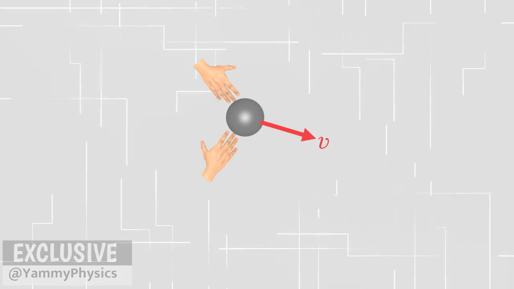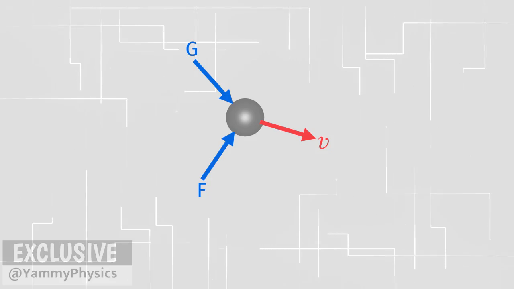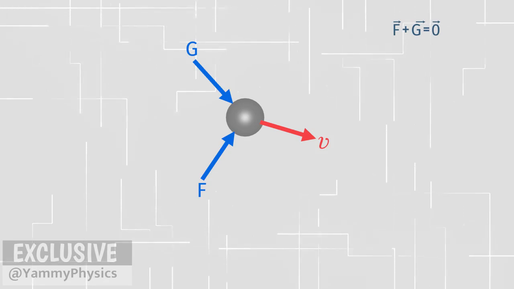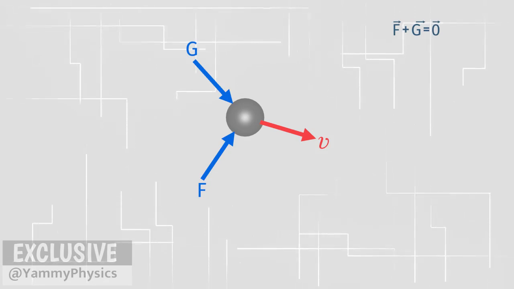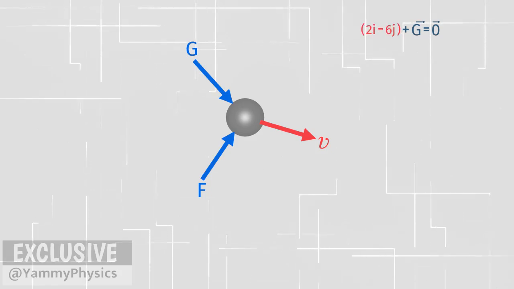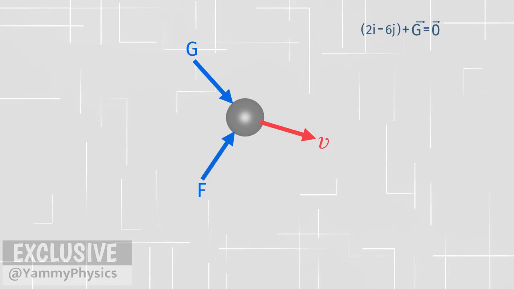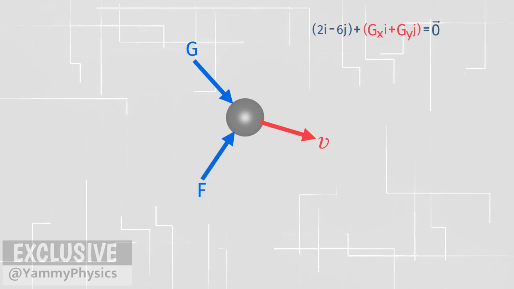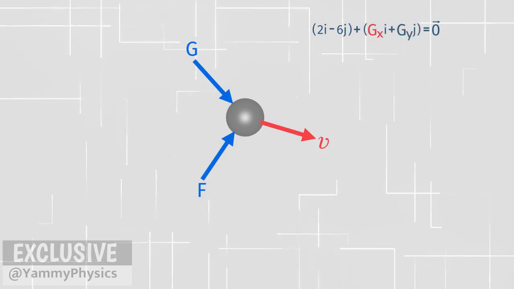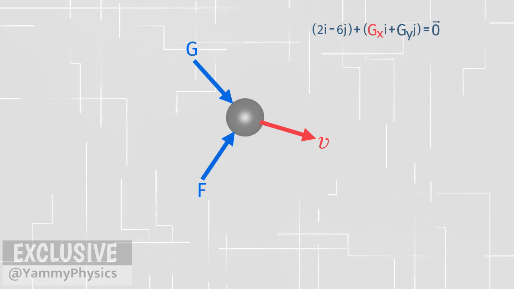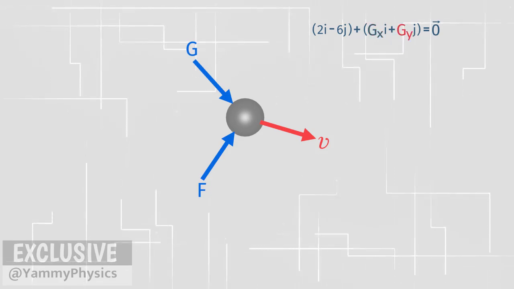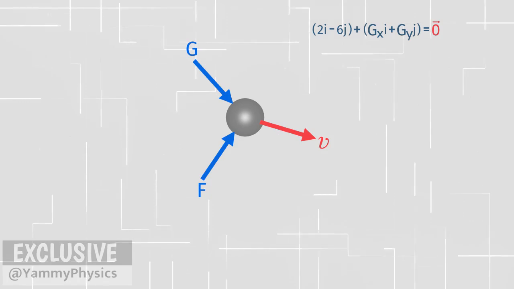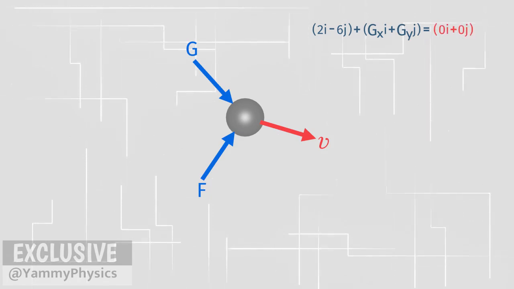Let's say the forces are force F and force G. Then vector F plus vector G is equal to vector 0. From the problem sheet, vector F is 2i hat minus 6j hat. Since we don't know vector G yet, we can write vector G as gx i hat plus gy j hat. Gx is the component of vector G on the x-axis. Gy is the component of vector G on the y-axis. For vector 0, we can write this vector as 0i hat plus 0j hat.